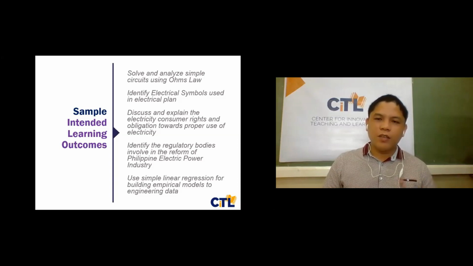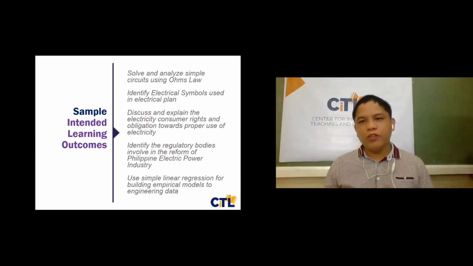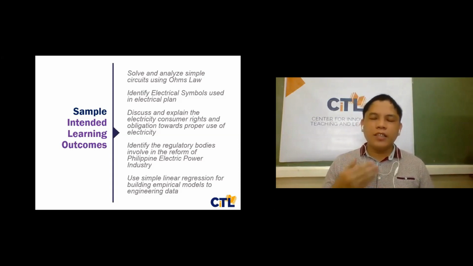This is an example there. Identify the regulatory bodies involved in reform of the electric power industry. And use simple linear regression to build empirical models of engineering data. So it's tagged to a particular topic. That's the difference, but they are the same outcomes. The only thing is that the ILO is supporting your course outcomes.